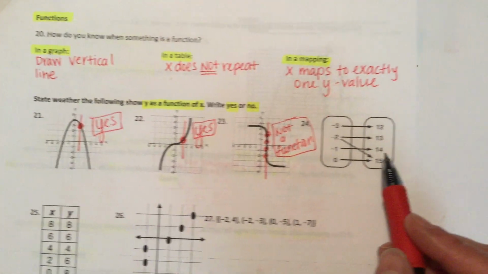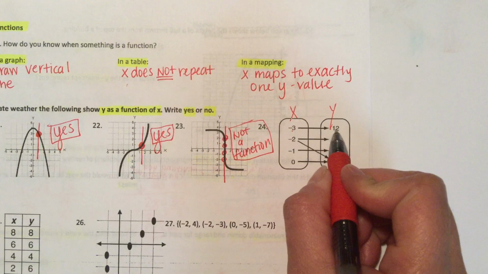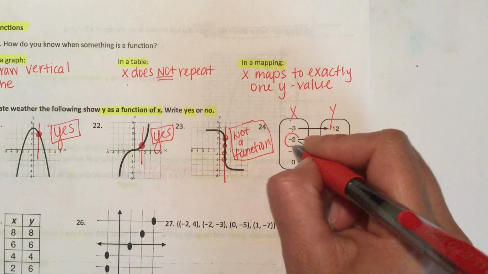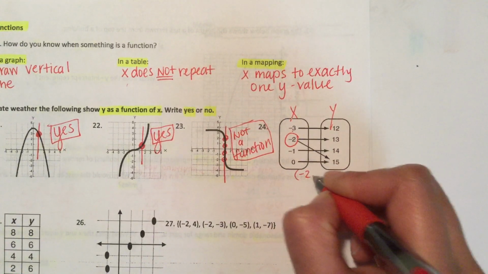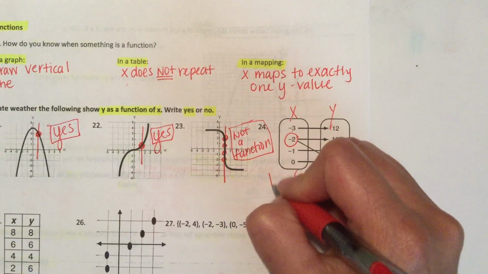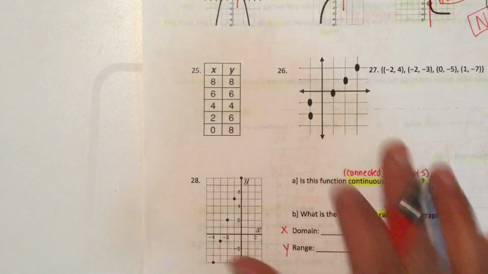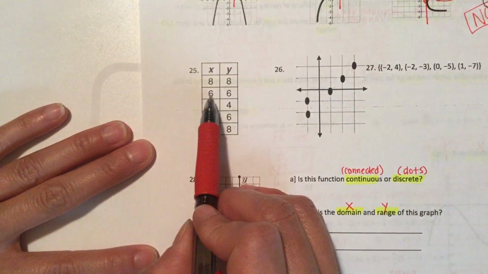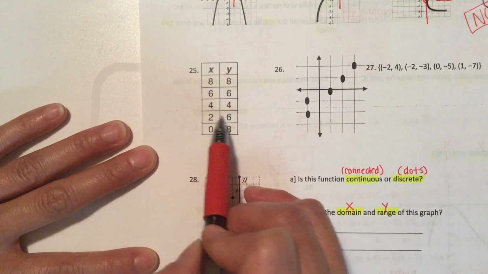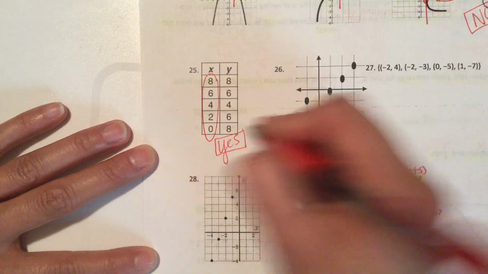24. When you look at this mapping, this is your x and this is your y. Each x should have exactly one y value. Negative 2 is repeated. It's negative 2 comma 13, negative 2 comma 15. So no, this is not a function. 25, you have a table. Look at your x values, 8, 6, 4, 2, 0. It doesn't matter if your x and your y are exactly the same. None of your x's are repeating, so yes, it's a function.